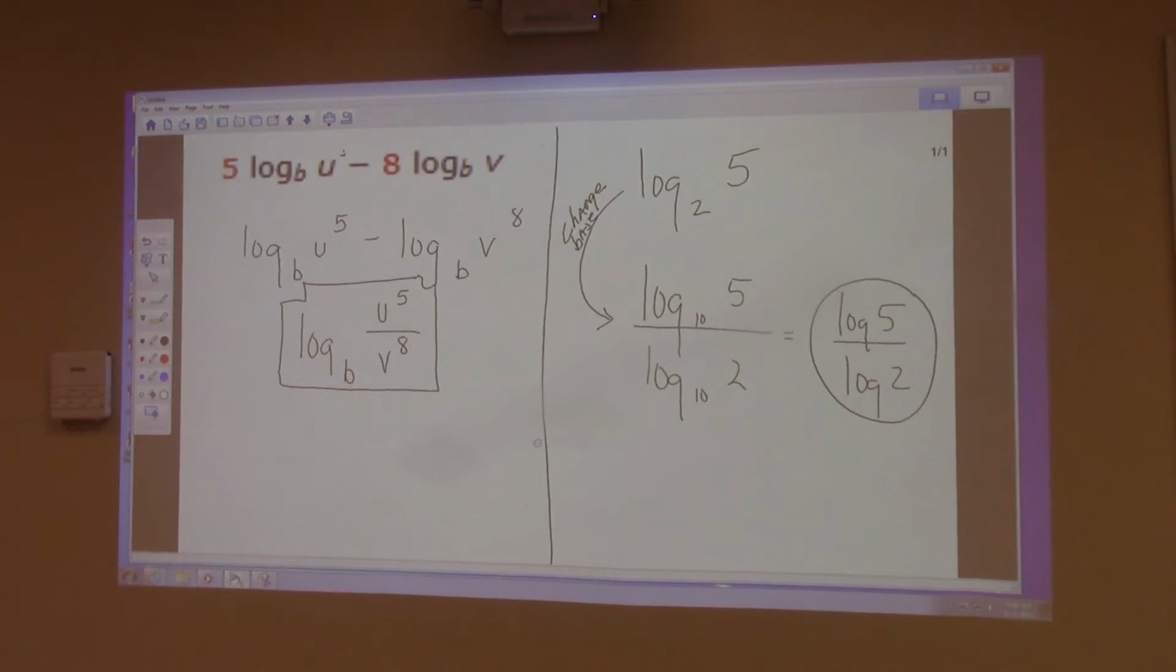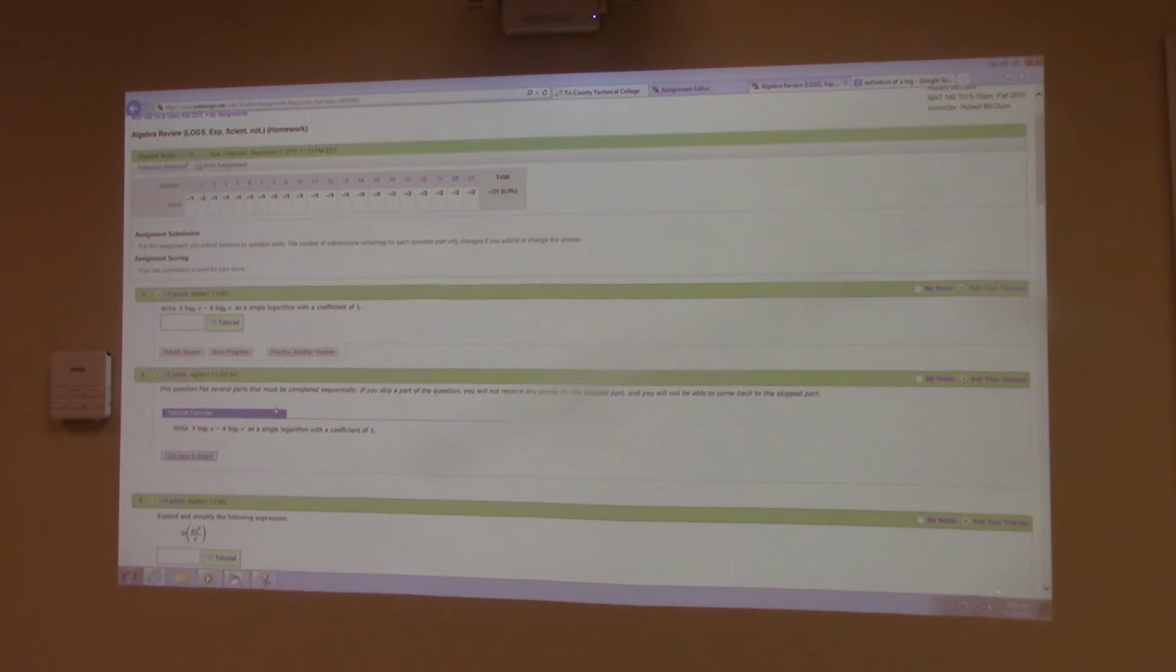So hopefully you're discouraged there. Let's see what the answer is. Take our handy-dandy homework. I have no idea how to type it in, but we'll just type it in. I don't forget what it was.